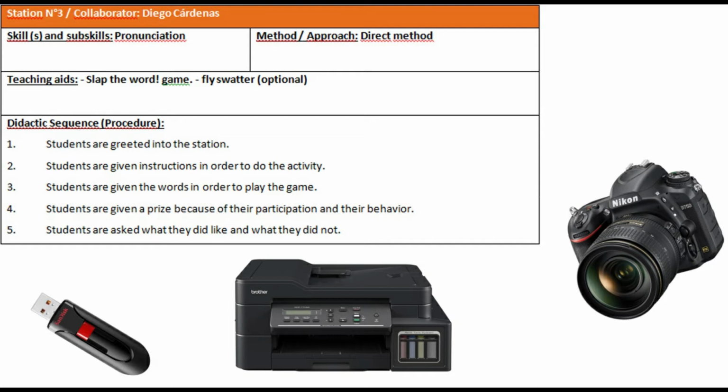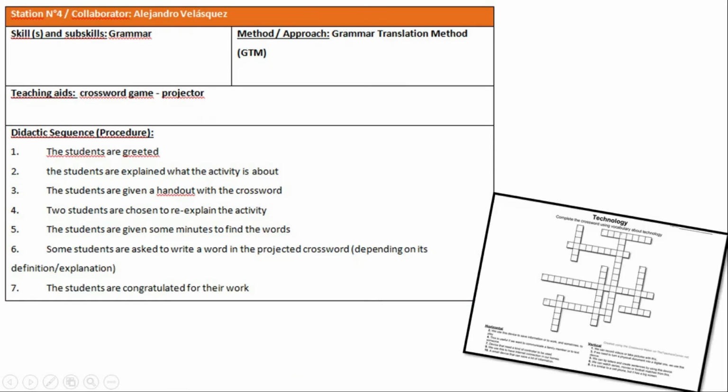In station number 4, students will play with a crossword. At the beginning of the activity, students will receive a copy of the crossword previously mentioned on paper. This crossword will be projected as well. Students will be selected randomly to write a word depending on its respective definition. At the end of the lesson, students are congratulated for their participation in any of the activities of the lesson.